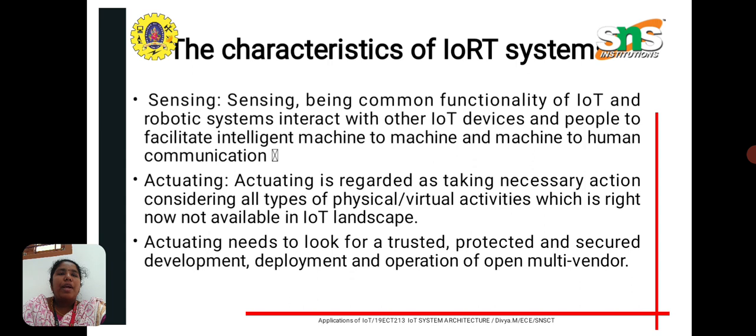The characteristics of an IoT main system are sensing and actuating, and it needs to look for trusted, protected, and secure development, deployment, and operations of more open multi-vendor systems. Sensing includes common functionalities of IoT and robotic systems interacting with other IoT devices and people to facilitate intelligent machine to machine and machine to human communication. Actuating is regarded as taking necessary action considering all types of physical and virtual activities, which is right now not available in the IoT landscape.